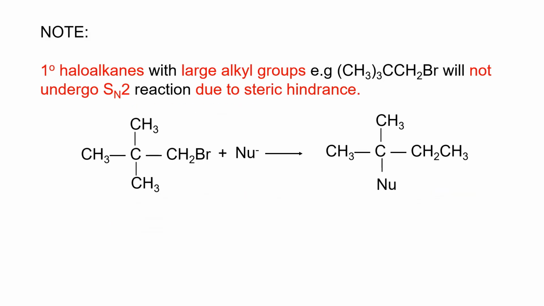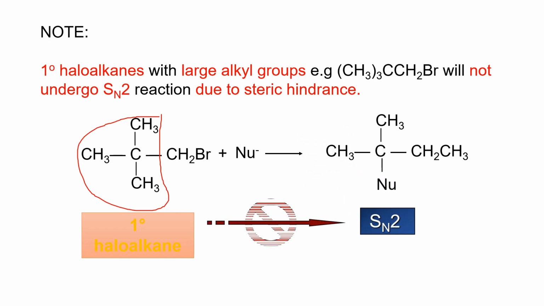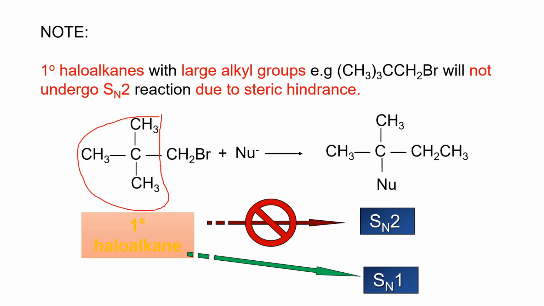For primary haloalkanes with large alkyl groups, they will not undergo SN2 reaction due to steric hindrance. So this is the bulky alkyl group in this haloalkane. Instead of undergoing SN2 reaction, it will undergo SN1 reaction by forming a carbocation.